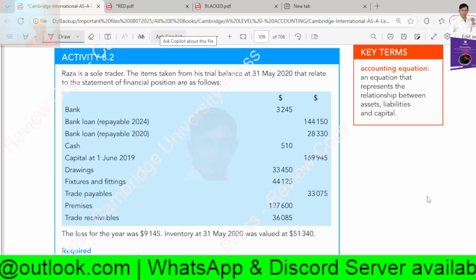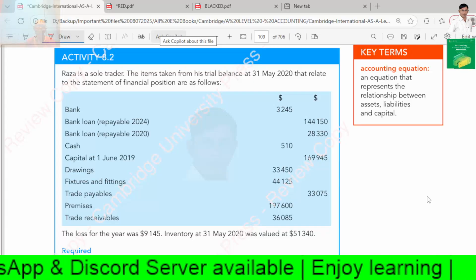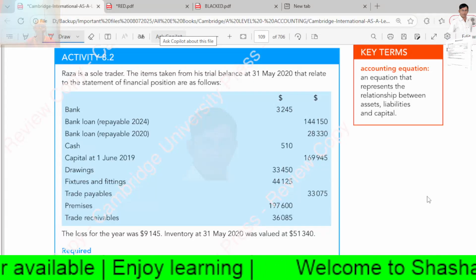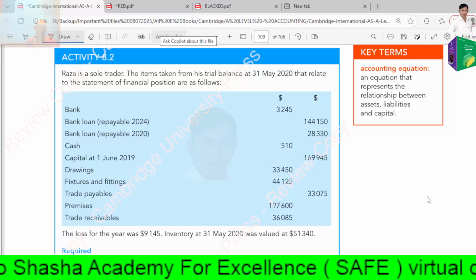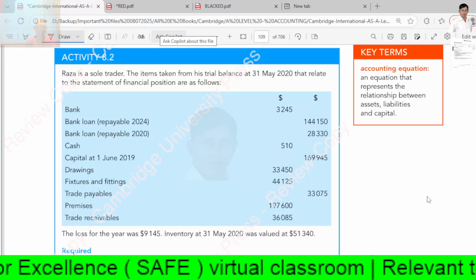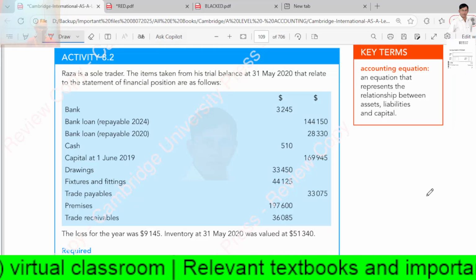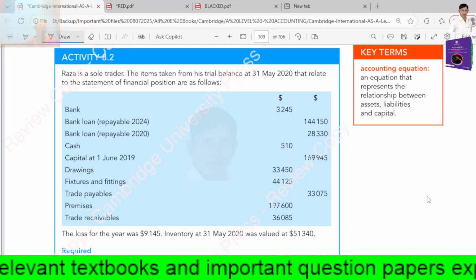Today we will discuss activity 8.2, from the Statement of Financial Position. This is from the latest book of David Hopkins. So let's start. Raza is a sole trader.